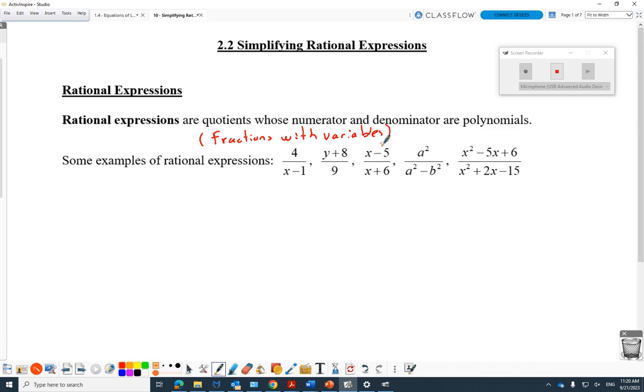So here's a bunch of examples. All of these look like fractions at first glance, but all of them have variables above and below. That's all. That's the definition. How are we going to go about simplifying them? Well, that's a giant question that we got to answer. What can we do to simplify these things?